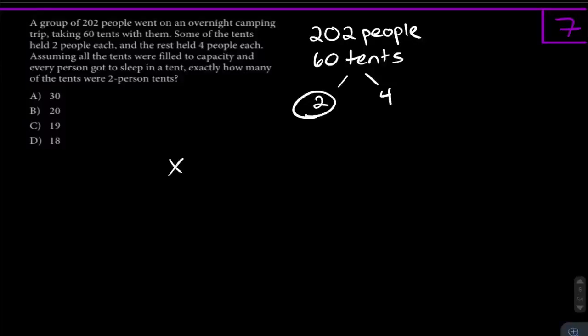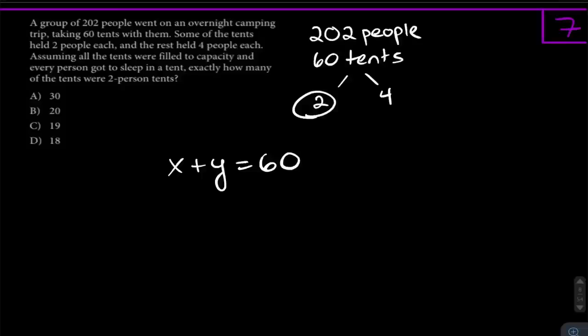Just starting to do that, we know that there's 60 total tents. So x plus y equals 60. We could at least say that the amount of 2-person tents, x, plus the amount of 4-person tents, y, will equal 60. We can also say that 2 people in each 2-person tent plus the 4 people in each 4-person tent is going to equal the 202 total people. That's the other equation that you can set up.